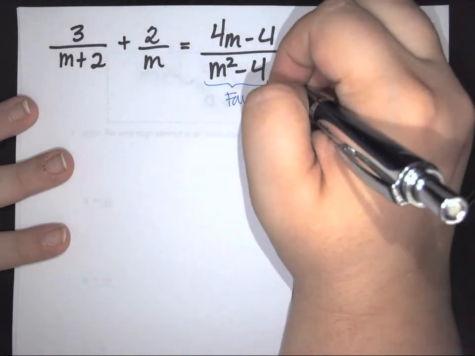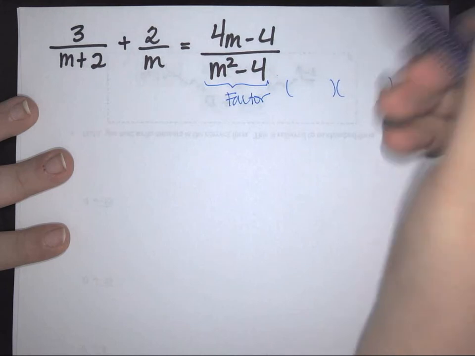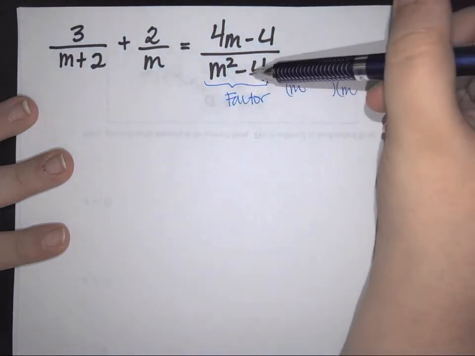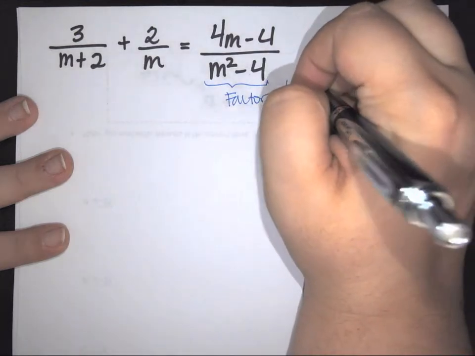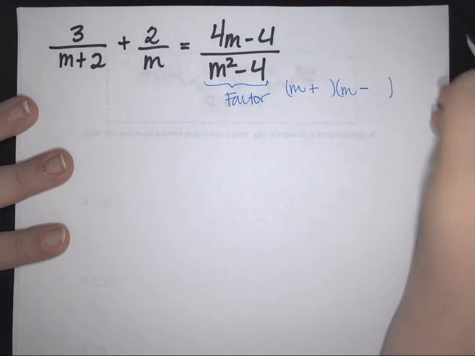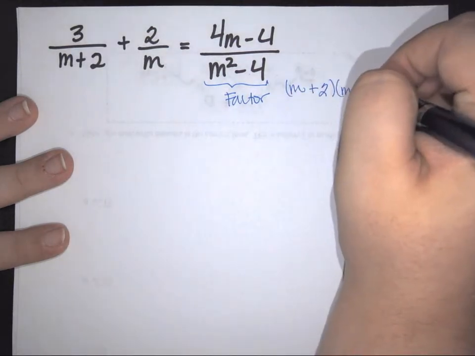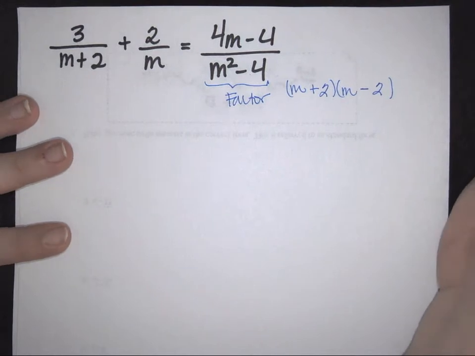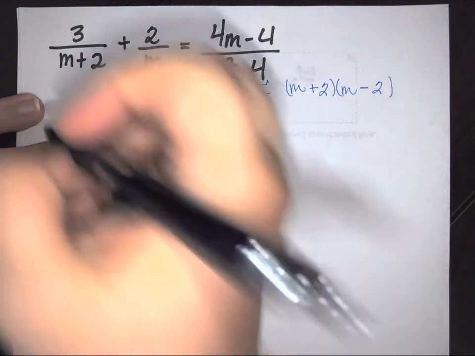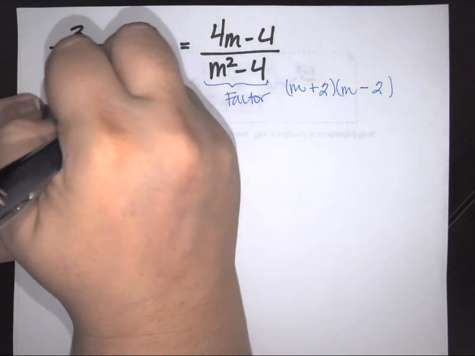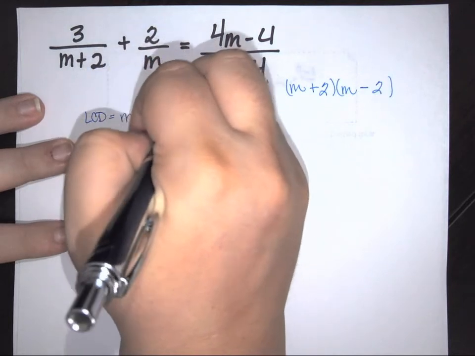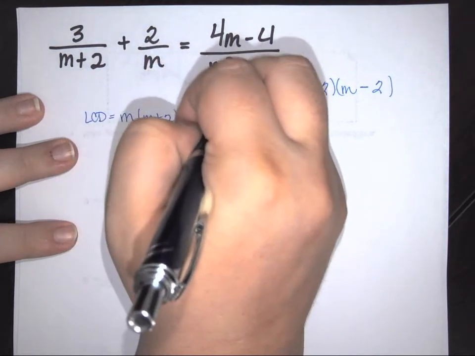So when I do that, m squared is going to be m and m. Because my last sign is negative, it means I have one positive, one negative. And I need factors of 4 that when combined give me 0. Well, that means my factors have to be the same value, so 2 and 2. In looking at all three fractions, I can state an LCD. My least common denominator is going to be m times m plus 2 times m minus 2.